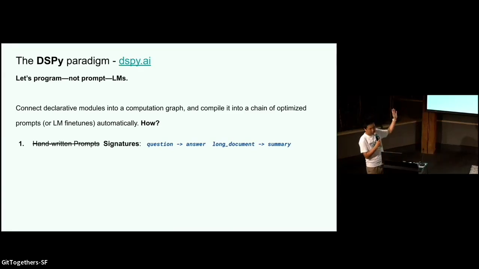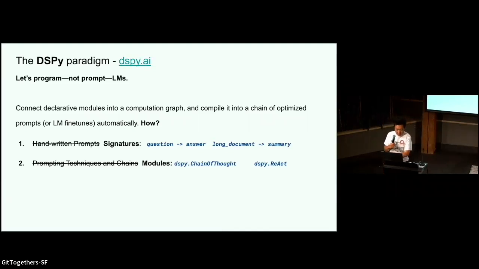Here are two examples. If you're building a question answering system, your input is a question, your output is an answer. If you're building a summary for a very long document, then your input is a long document, your output is a summary. The second piece in DSPy is called modules. Modules are essentially abstractions for your language models, your retriever models, or some external tools. In DSPy, all these are encapsulated into modules. So we could have, for example, chain of thought or ReAct as one of the modules.